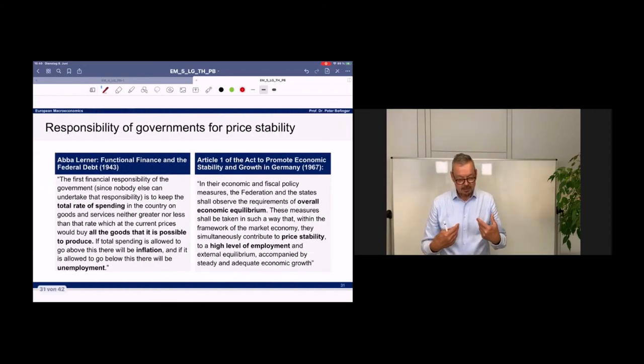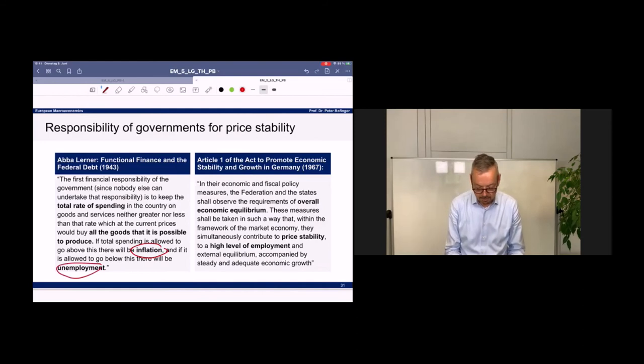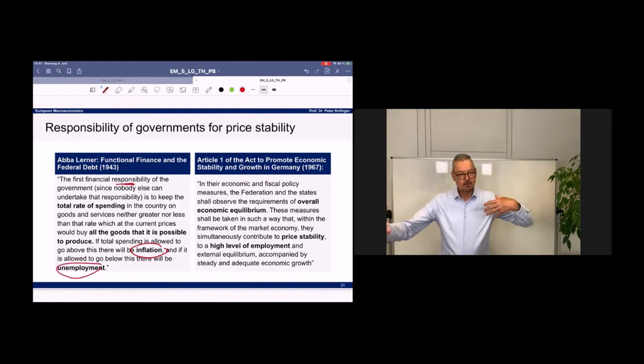And here the idea that the government is responsible for price stability is not something very exotic. We have already talked about the functional finance of Abba Lerner, who is the founding father of modern monetary theory. And he explicitly talks about the responsibility of the government to maintain macroeconomic equilibrium. And he says, if we do not have macroeconomic equilibrium, and if aggregate demand exceeds aggregate supply, we will get inflation. The other way around, we get unemployment. But he explicitly talks about the responsibility of the government to maintain macroeconomic equilibrium in order to prevent inflation.